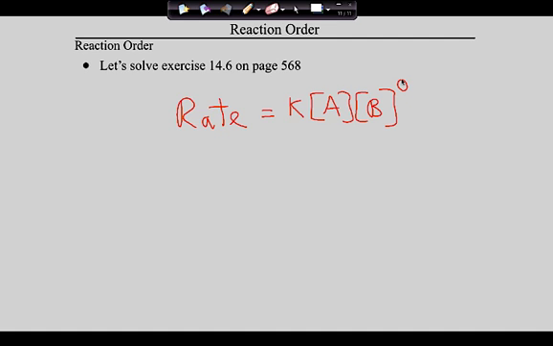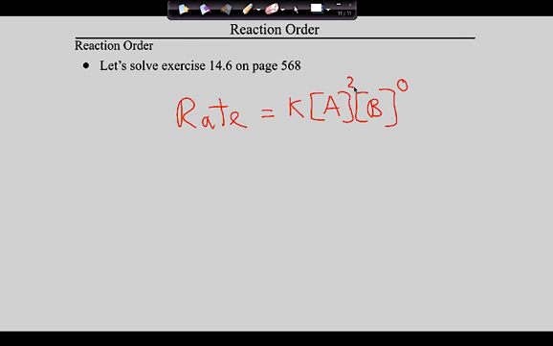Then guys, now we need the order of A. So which trials are we going to reference? 1 and 3. So referencing trials 1 and 3, where B is our control, doubling the concentration of A has what effect on the rate? Quadruples. So we would say doubling the concentration of A quadruples the rate. Therefore, A is a what order reactant? Second order reactant.